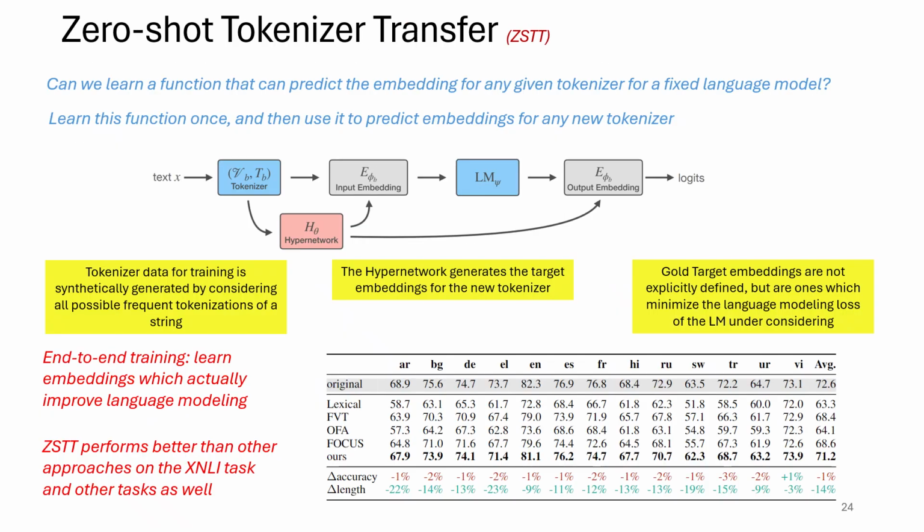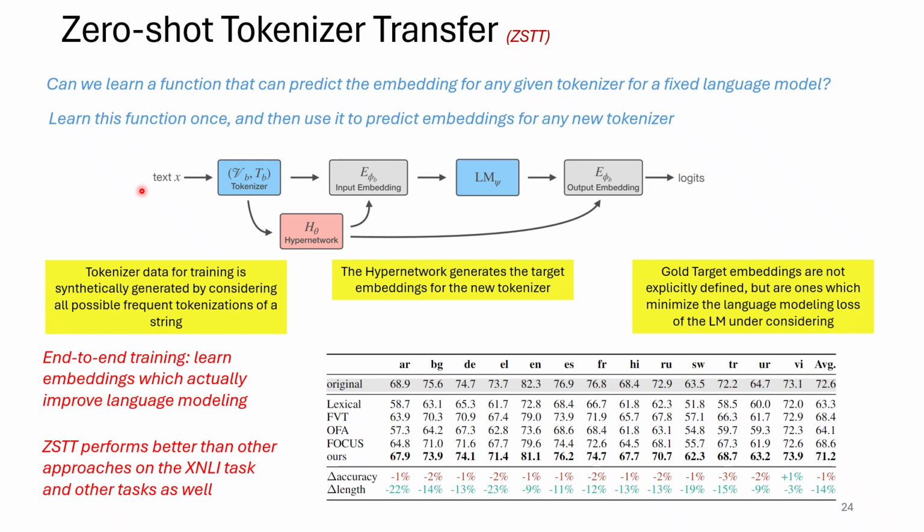The other interesting method is this zero-shot tokenizer transfer that I talked about, which uses a hypernetwork. So the idea here is, can we learn a function that can predict the embedding of any given tokenizer for a fixed language model? So you fix the language model. Now, if I just give you any tokenizer, can you predict the embedding for that? And for that, you have to learn a function upfront, trained on a variety of tokenizers, so that given any tokenizer, it can predict its embedding.